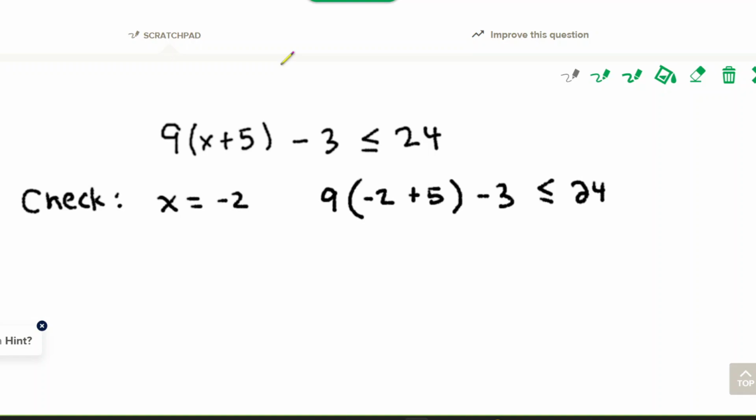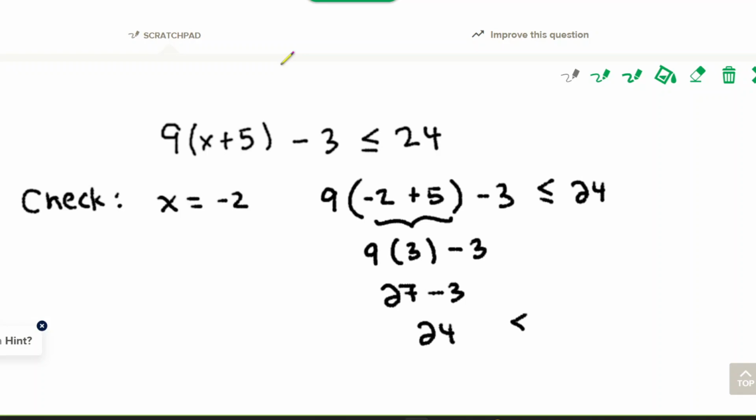You're simplifying the expression, inside the parentheses first. -2 plus 5 would be 3, right? So it's 9 times 3 minus 3 on the left. And then you do multiplication, before subtraction. So 9 times 3 is 27. And then minus 3 is 24.